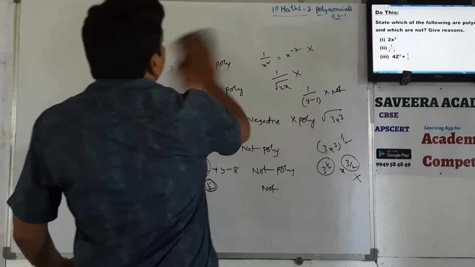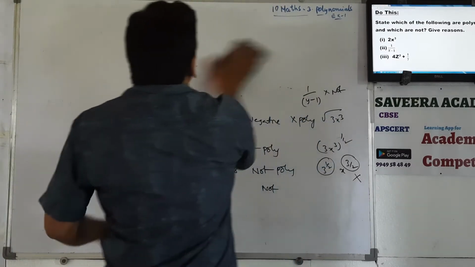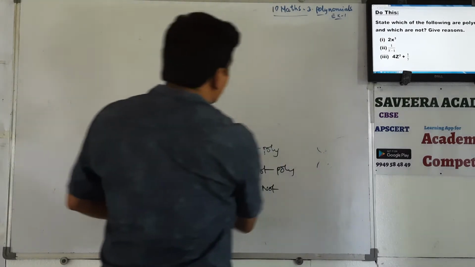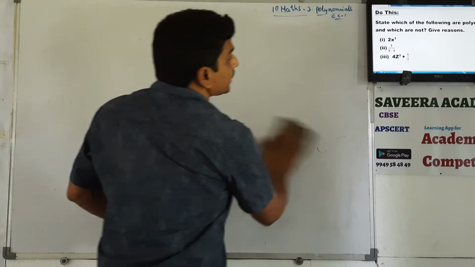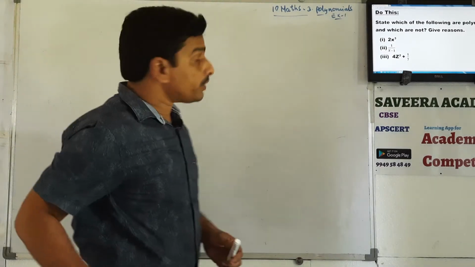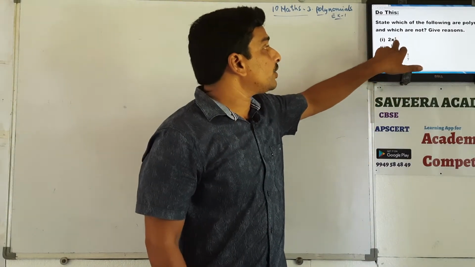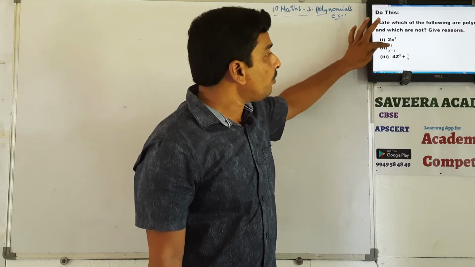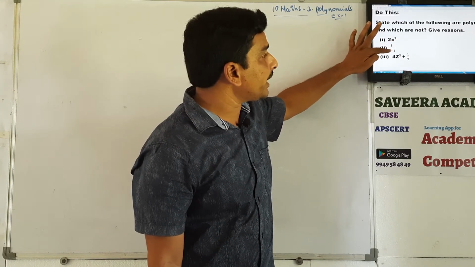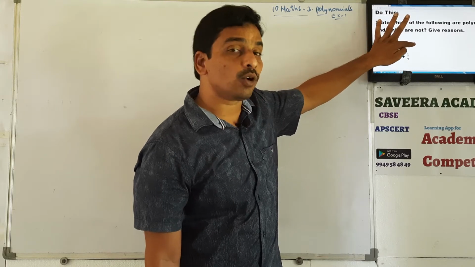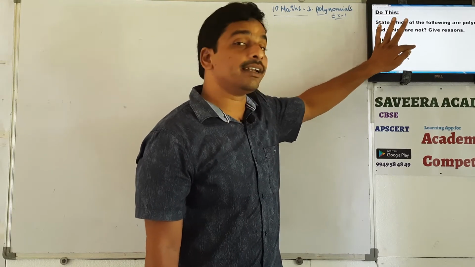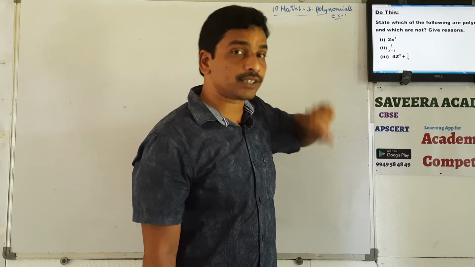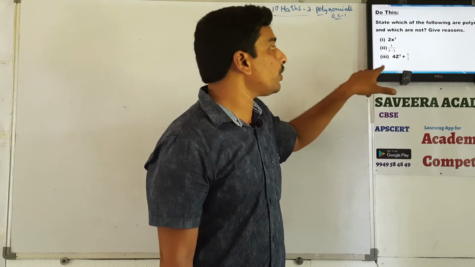Give reasons. Here see, 2x cube. 2x cube is a polynomial because a non-negative integer is there. If you observe that exponent, the power is a positive integer, 3. So, this is an example of polynomial. 1 by x minus 1, if you bring this one up, it will become x minus 1 whole power of minus 1 and you will get a negative integer. So, the second one is not a polynomial.